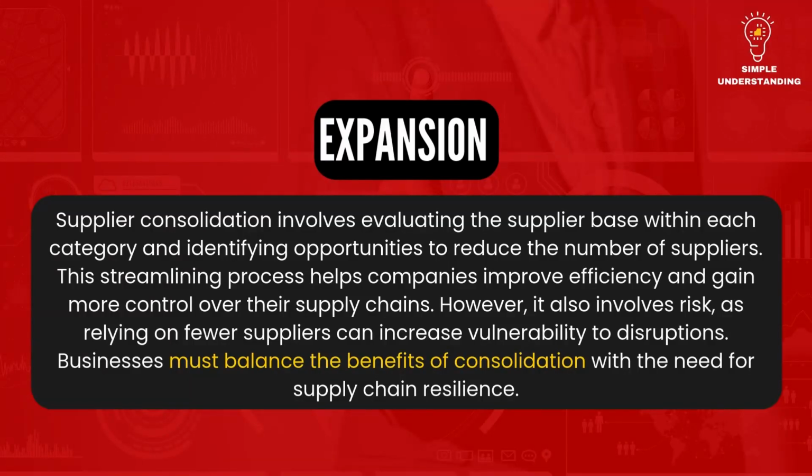Expansion. Supplier consolidation involves evaluating the supplier base within each category and identifying opportunities to reduce the number of suppliers. This streamlining process helps companies improve efficiency and gain more control over their supply chains. However, it also involves risk, as relying on fewer suppliers can increase vulnerability to disruptions. Businesses must balance the benefits of consolidation with the need for supply chain resilience.